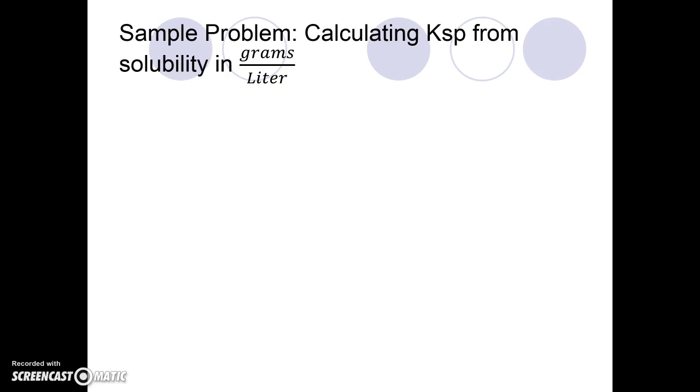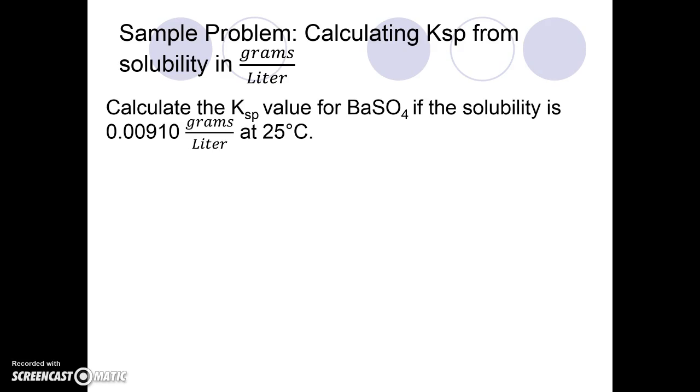All right, here's another problem. This one's a little more complex. Sample problem, calculating Ksp from solubility in grams per liter. Now we're given grams. Wait, we want it in moles per liter, but we know how to handle that. We know how to convert grams to moles, so here's how you do it. First, we're given the problem. Calculate the Ksp value for barium sulfate if the solubility is 0.00910 grams per liter at 25 degrees Celsius.